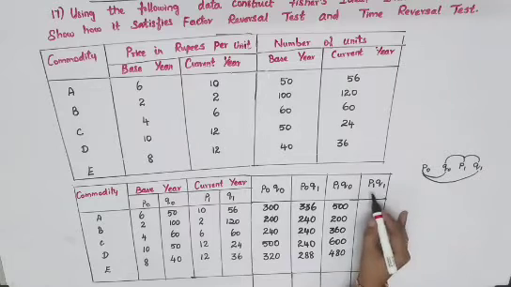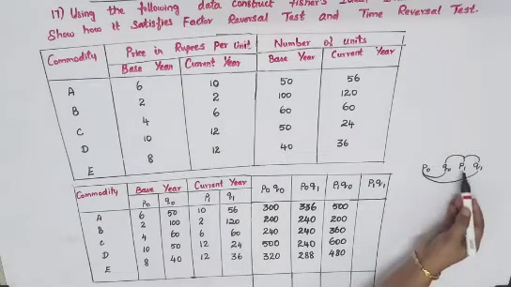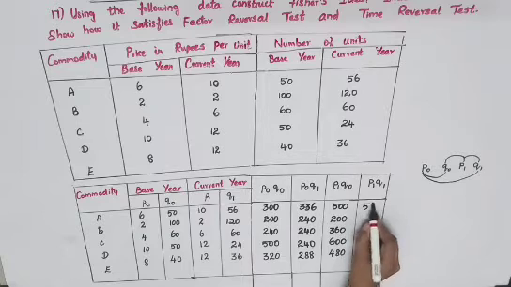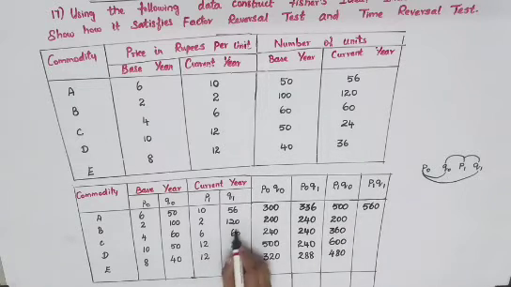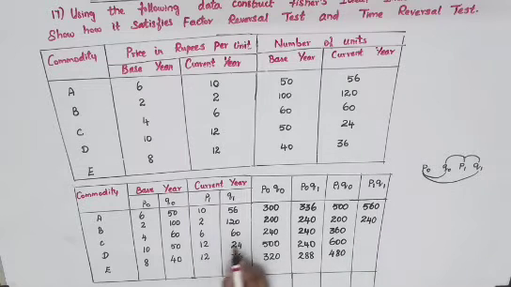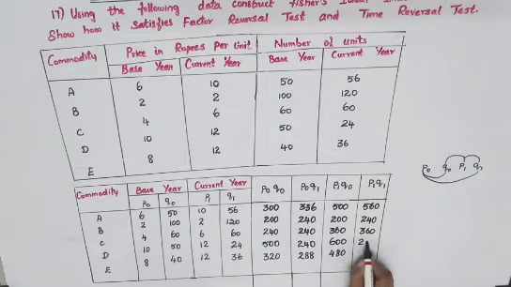So the last column is P1 Q1. That is your third and fourth, you will have to combine. So P1 and Q1 you will have to multiply. So 10 into 56 is 560. 2 into 120, 240. 6 into 60, 360. 12 into 24, 288. 12 into 36, 432. You can use your calculator and check these values.